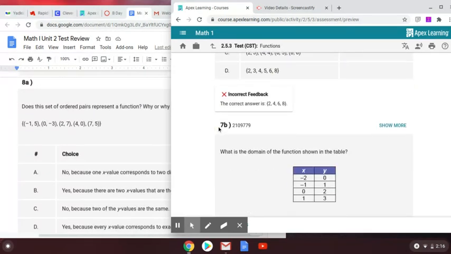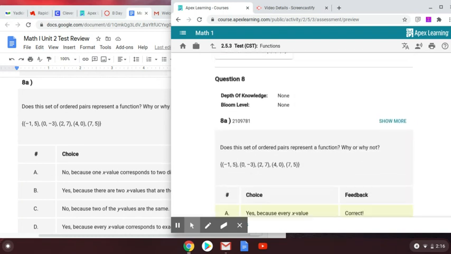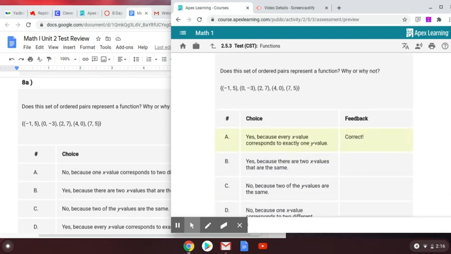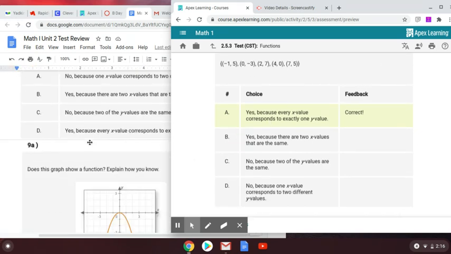Question 8. Does this set of ordered pairs represent a function or not? So you're looking to see if each x is paired with only one y, and this answer is yes, because every x value corresponds to exactly one y value.